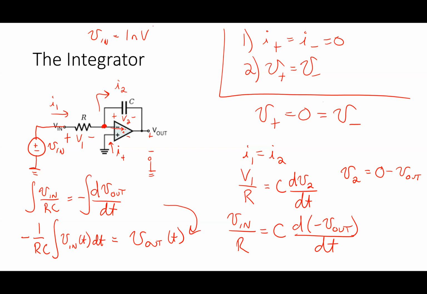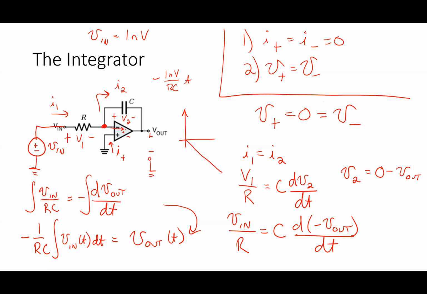Yeah, so let's think about this for a second. If I took the integral, so V in is 1 nanovolt, constant. If I take the integral of a constant, what's the integral of a constant? A constant times T, right? So what would V out look like if I did that? Negative. So it would be negative 1 nanovolt divided by RC times T. So it would just go like this.